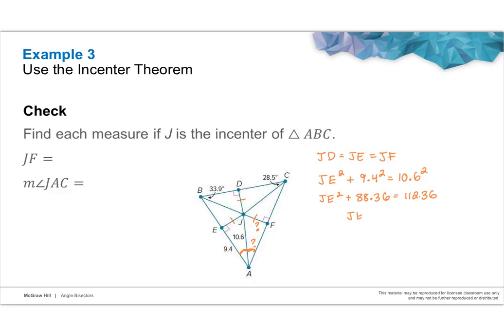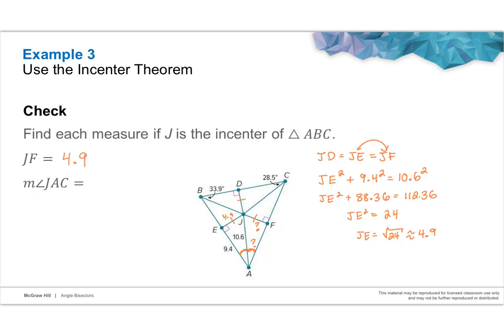Just doing some subtraction. Comes out to be exactly 24. And remember, we're only using the positive square root of 24. Let's approximate that to a tenths place as well. So 4.9. And so if that's my JE, that's 4.9. Remember, we said JE was the same as JF. So that is also 4.9.